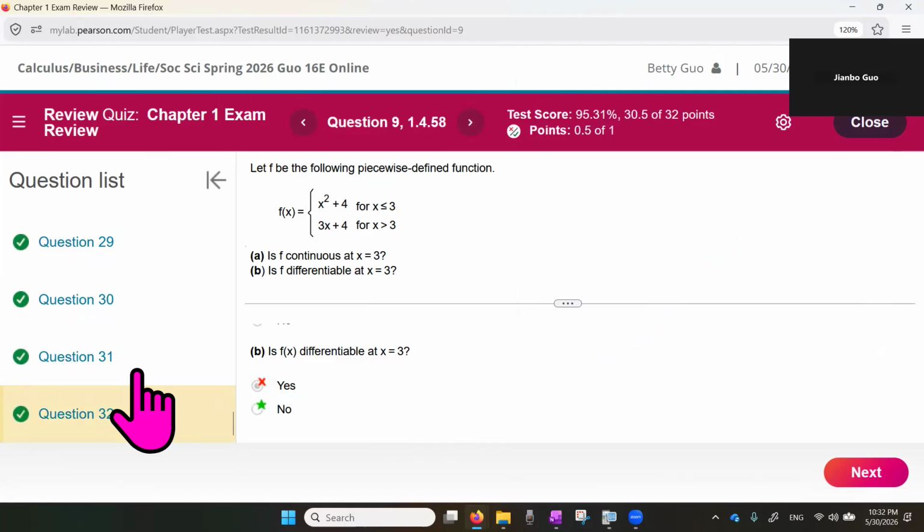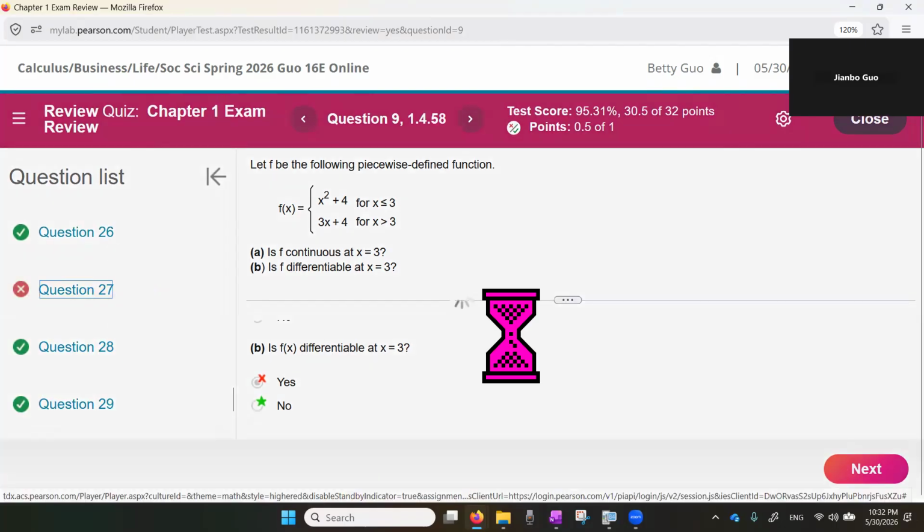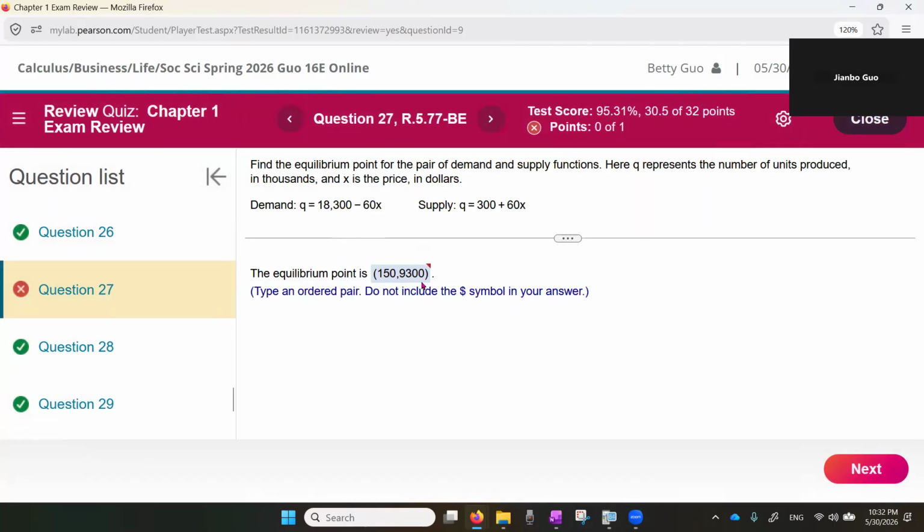Let's emphasize question number 27. The information in the parentheses is actually very important. They ask you to type an ordered pair. So we have to type an ordered pair here.